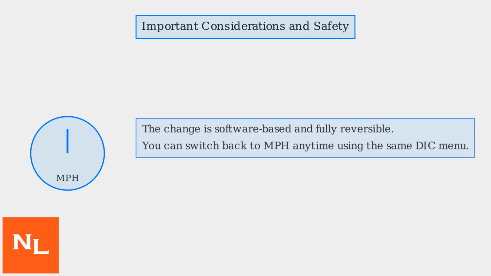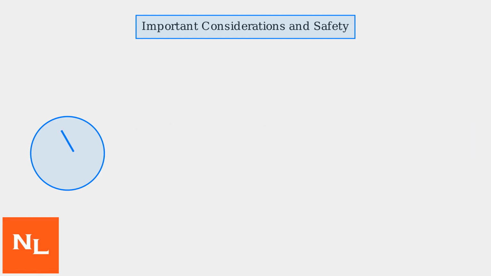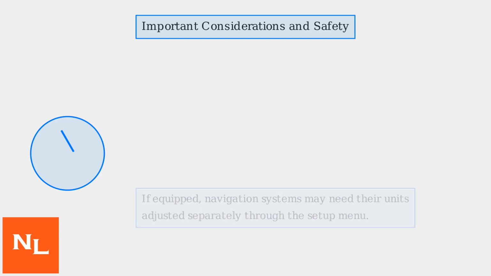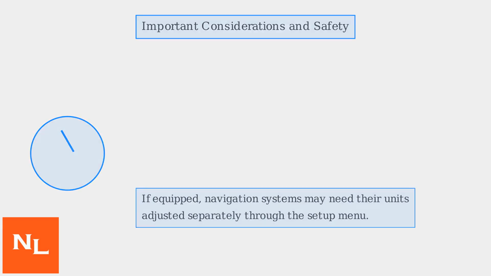The unit change is entirely software-based and completely reversible. You can easily switch back to miles per hour at any time by following the same DIC menu steps, making it a flexible option for different needs. Remember that if your vehicle is equipped with a navigation system, those units might need to be adjusted separately through the navigation setup menu to ensure consistency across all displays.